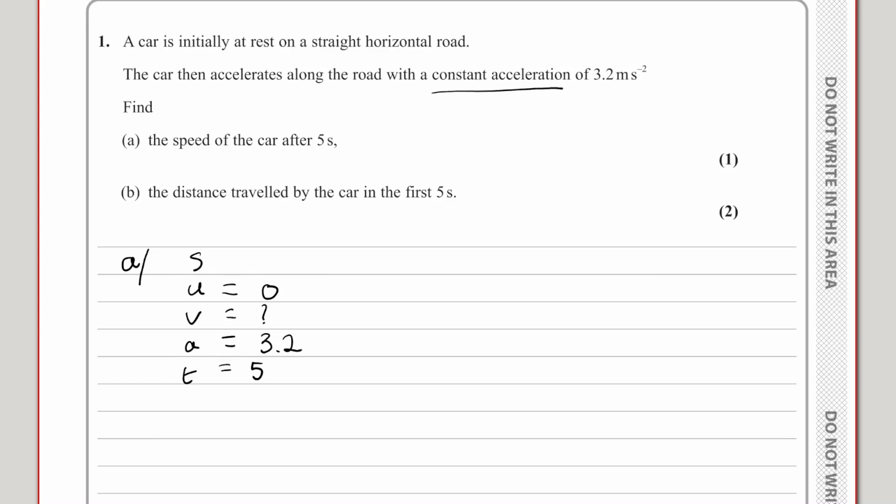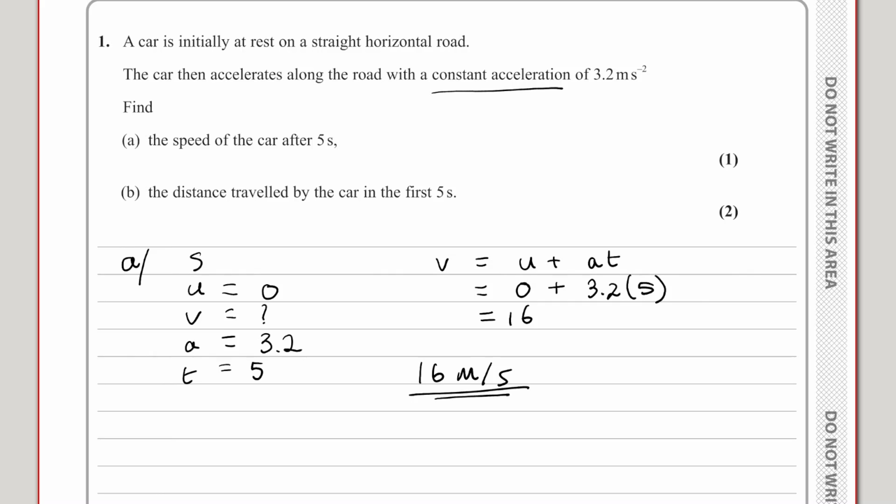So it's v equals u plus at. So v is equal to 0 plus 3.2 times 5. 3.2 times 5 is going to be 16. So the speed is 16 meters per second.